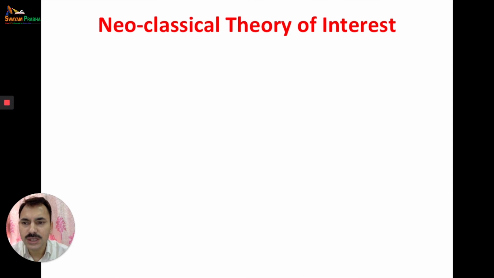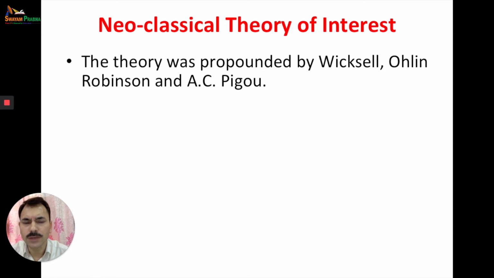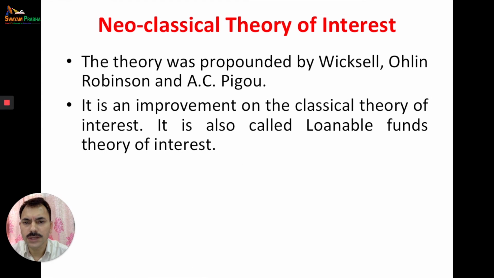Now, next one, the new classical theory of interest. This theory is an improved version of the classical theory of interest. The theory was propounded by Wicksell, Ohlin, Robertson and Pigou. It is an improvement on the classical theory of interest. It is also called the Loanable Funds theory of interest.